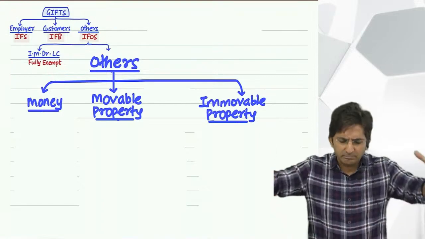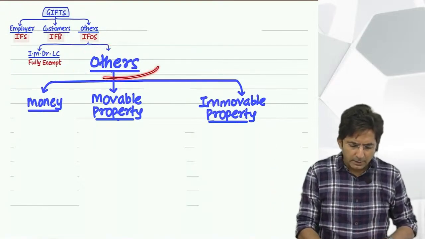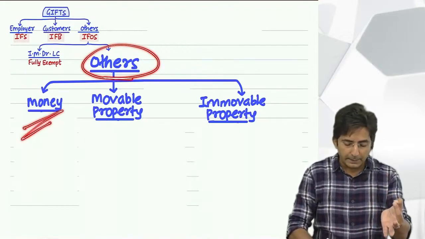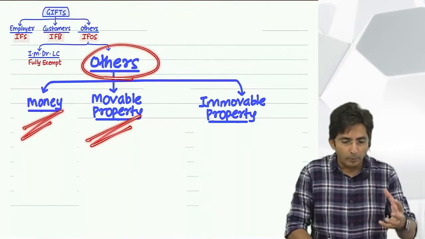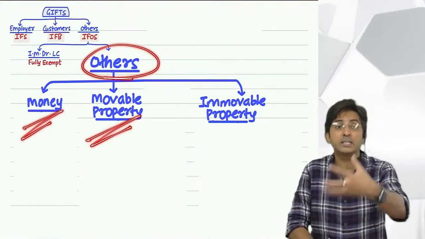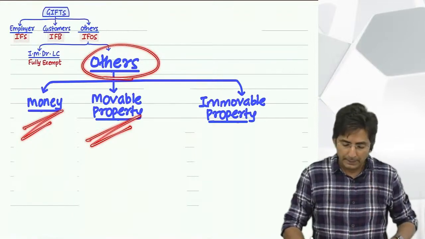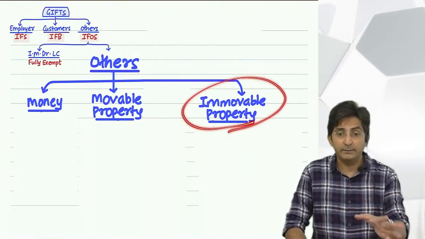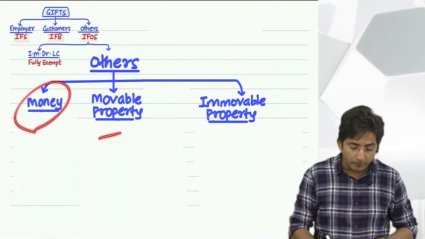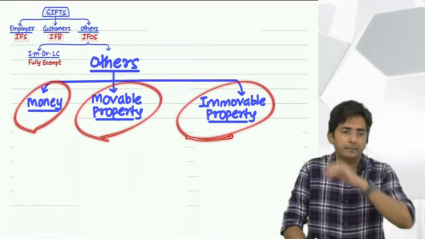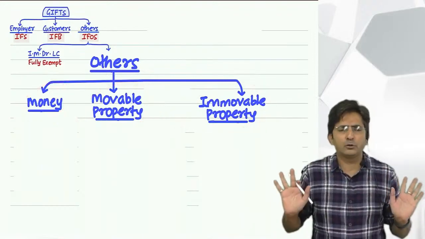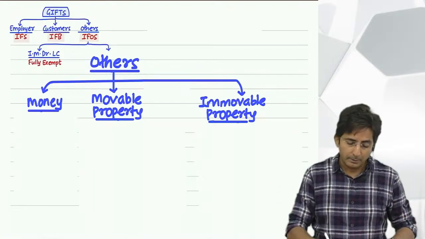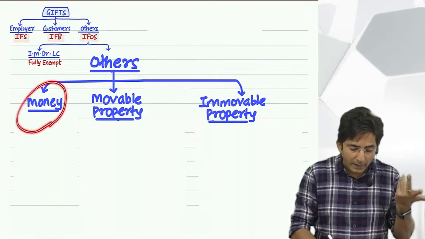Now I want to elaborate other gifts. Now see, other gifts can take three forms. Sometimes you get gift in the form of money. Sometimes you get gift in the form of movable property. Movable means a property which can move. Gold, silver, shares, something which can move. And sometimes you get gift in the form of immovable property, like house, a land, something which is not movable. Now see, depending upon what you have got, the rule will differ little bit. See, broadly the rule is up to 50,000 exempt, above 50,000 fully taxable. That remains the same.